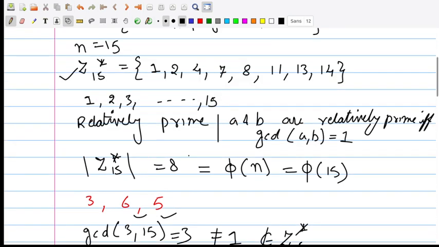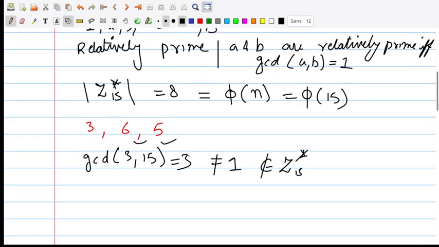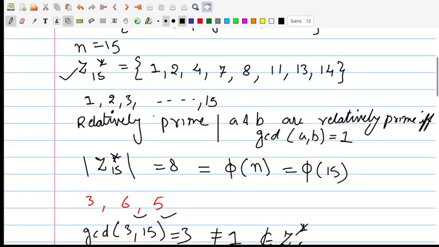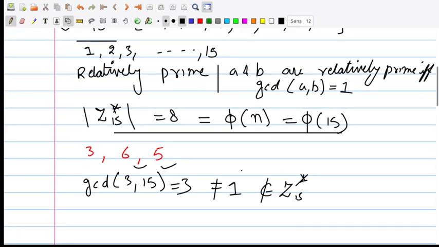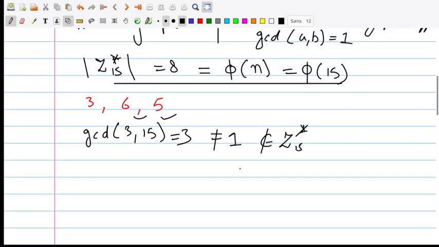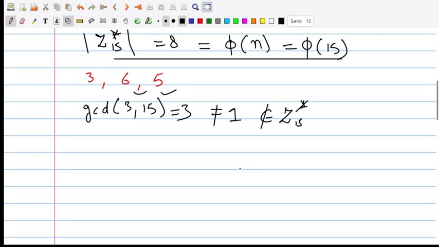Okay, now we have understood what is Z15, and we have also understood what is the meaning of phi n when we say phi n is 8. Now let us write an equation for this one.